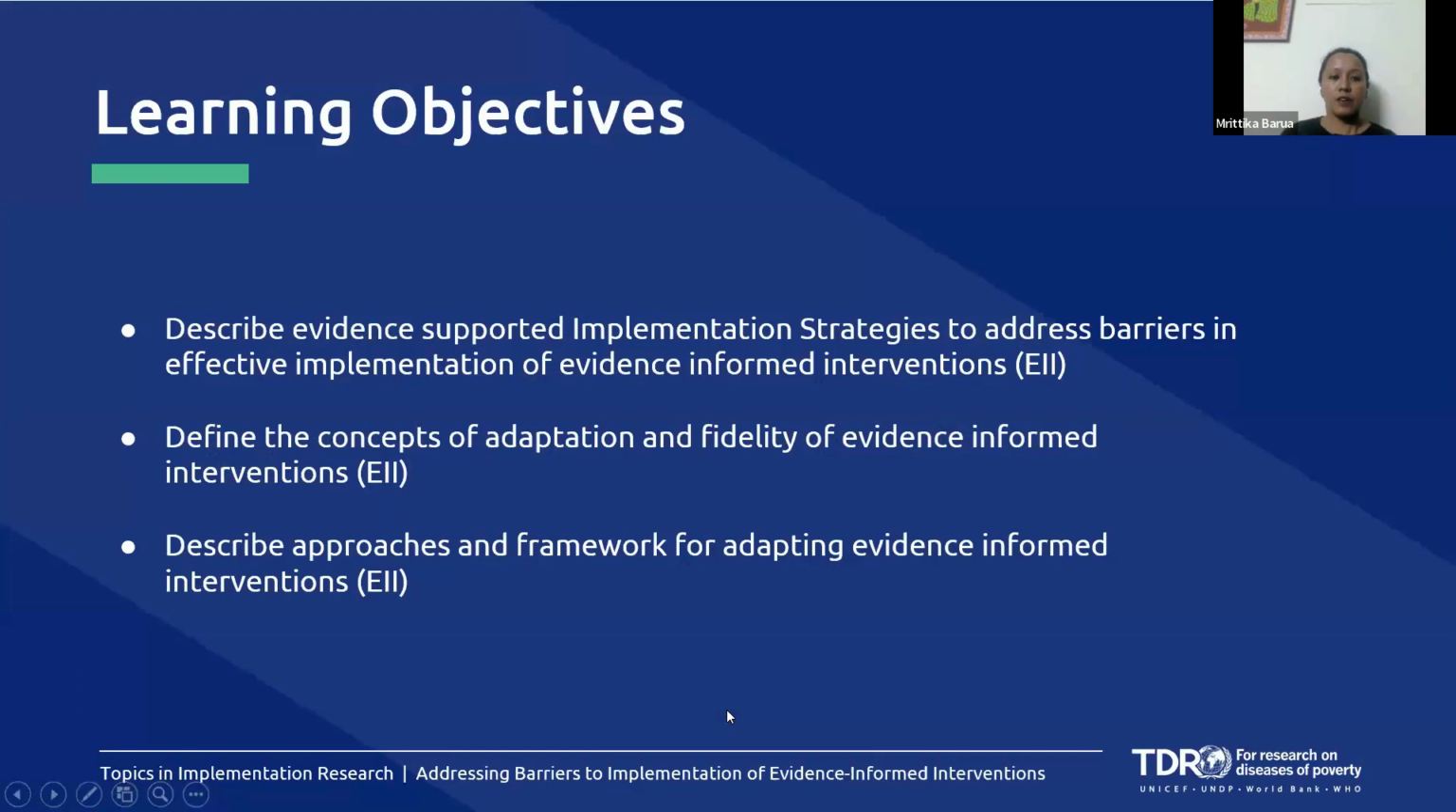Okay, so what I'm going to do is talk about evidence-supported implementation strategies. How do we identify them? How can we use them to address some of the barriers? And I'm also going to talk about some of the concepts that we come across when we think about adaptation, when we think about fidelity. And I'm also going to introduce some frameworks and approaches that we can use when we want to explore adaptations, or when we want to research adaptations.